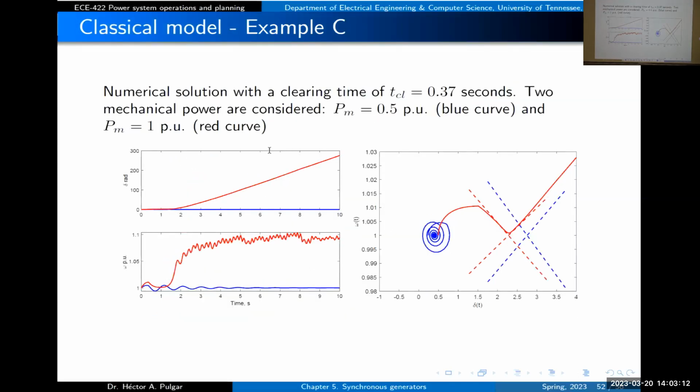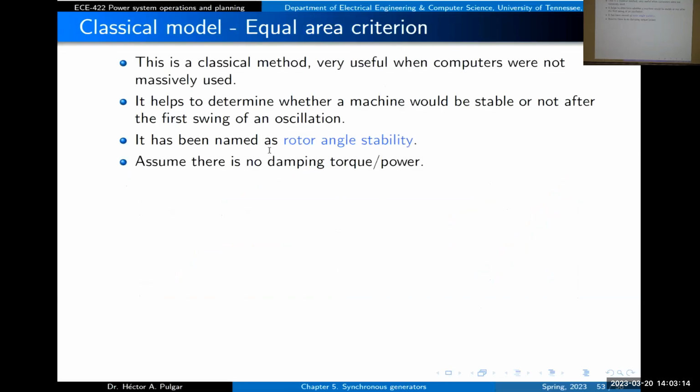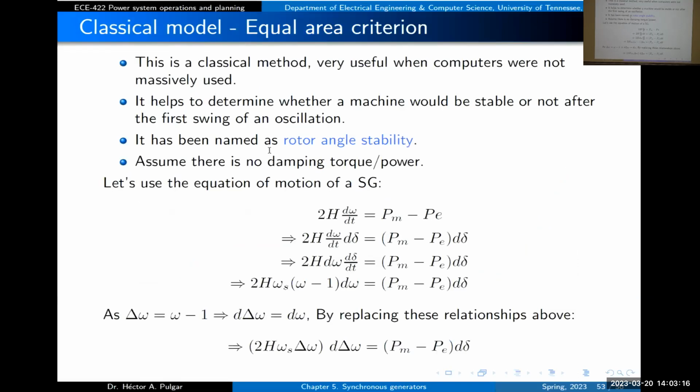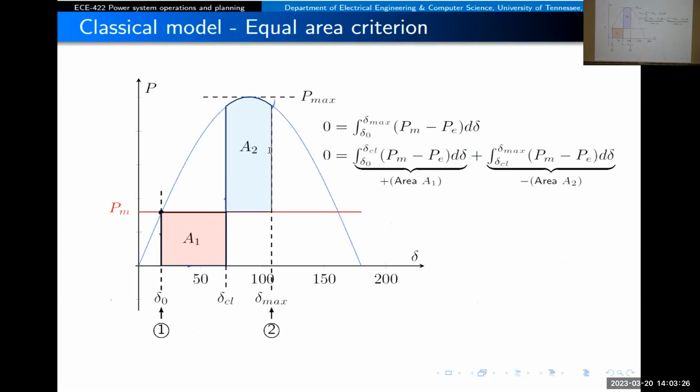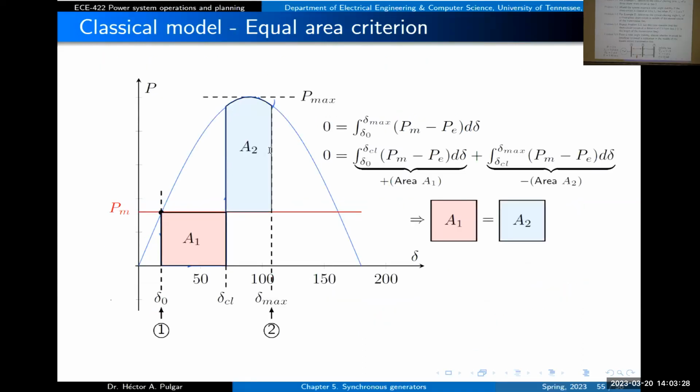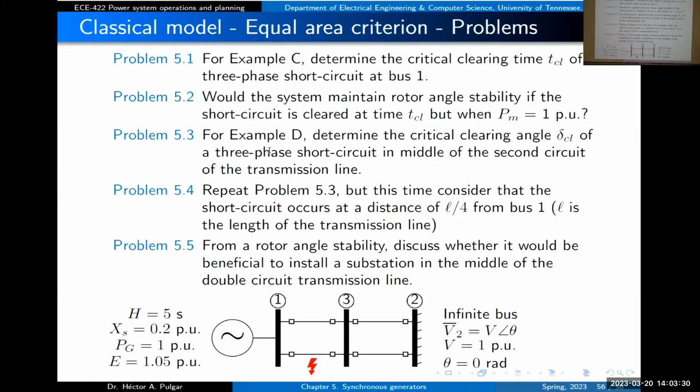We talk about that and we plot different operating points. And this is the equal area criterion. We discuss what is the meaning of this, and we develop the equation, how this can be implemented. And finally, I left some examples for you to work on.